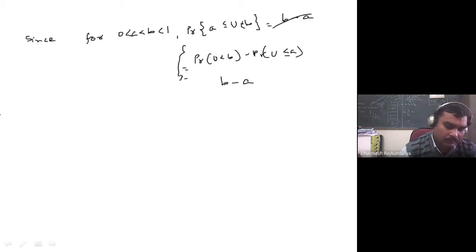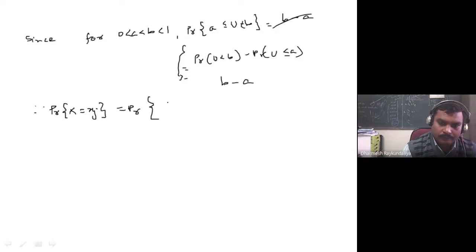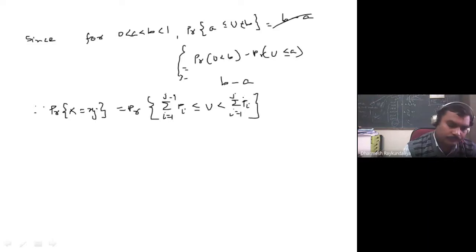So we know this. Therefore, when x takes value xj, it is the probability that the random variable u lies between the summation i equal to 1 to j minus 1 of pi and the summation i equal to 1 to j of pi. And this is nothing but, what will you get? You will get pj.